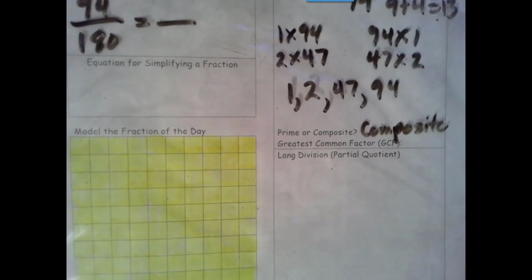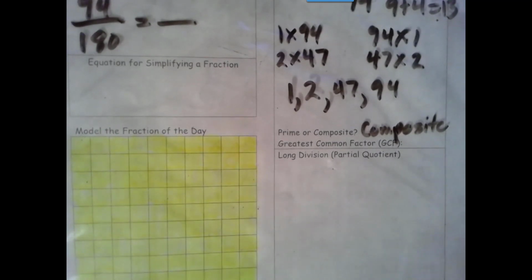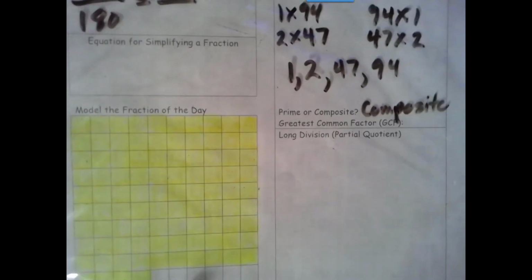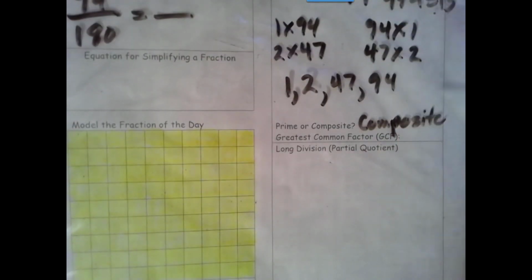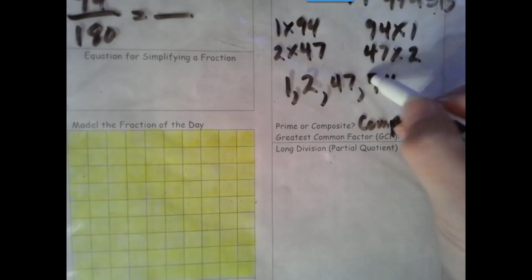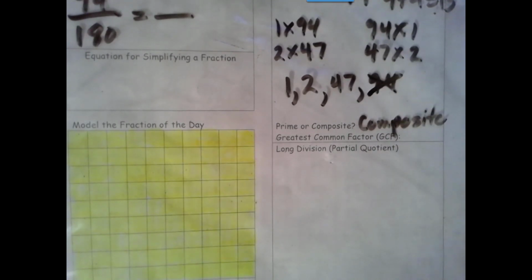Now we need to find our greatest common factor. So we only have 86 school days left. I can't make a group of 94 in the unshaded area, only in the shaded. So I already know that's too big. So I'm going to go ahead and start with 47.